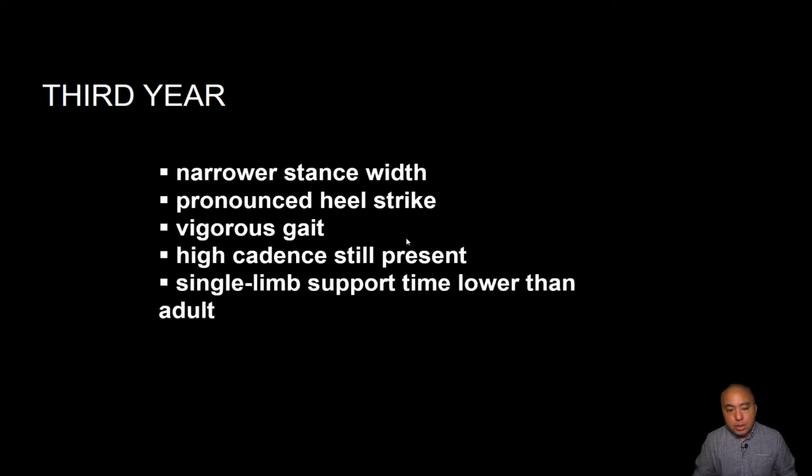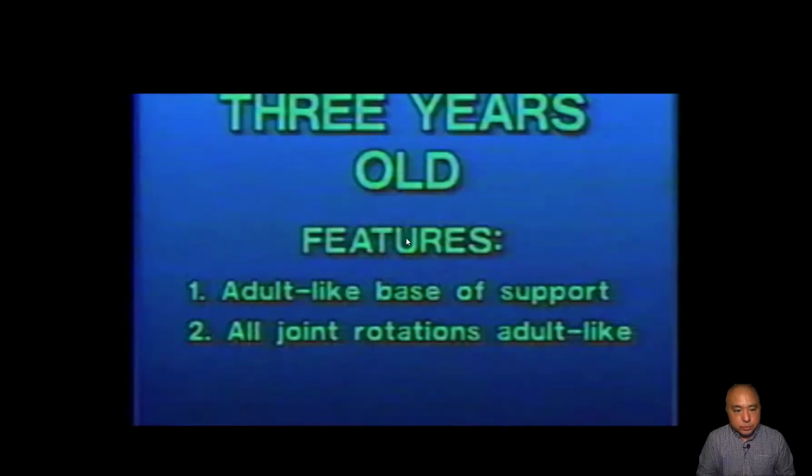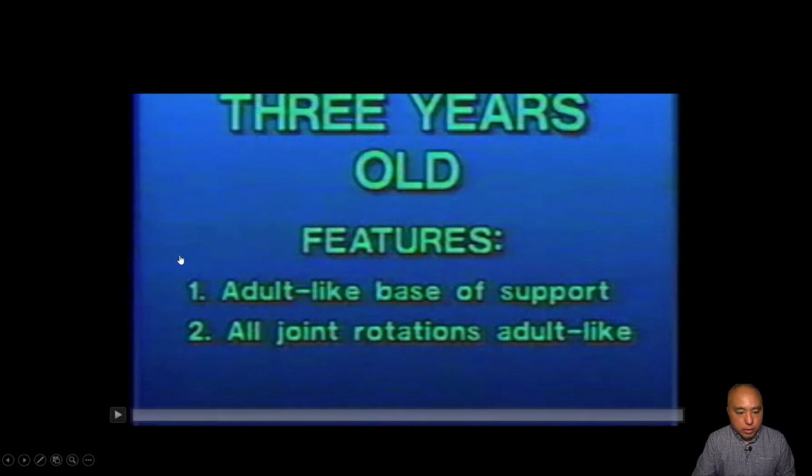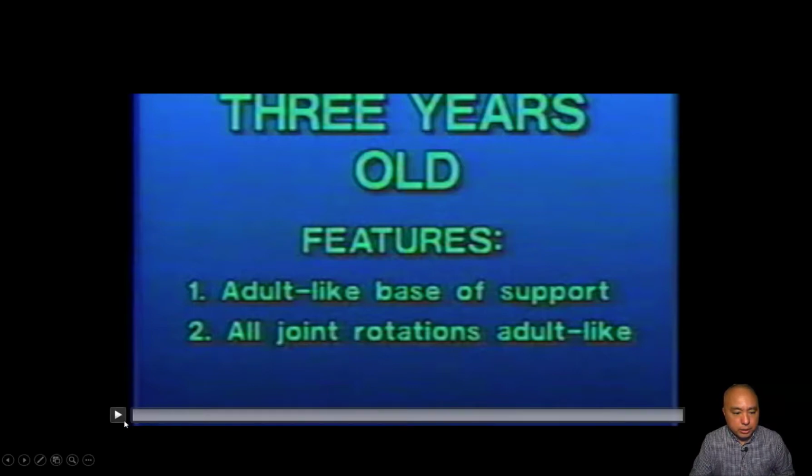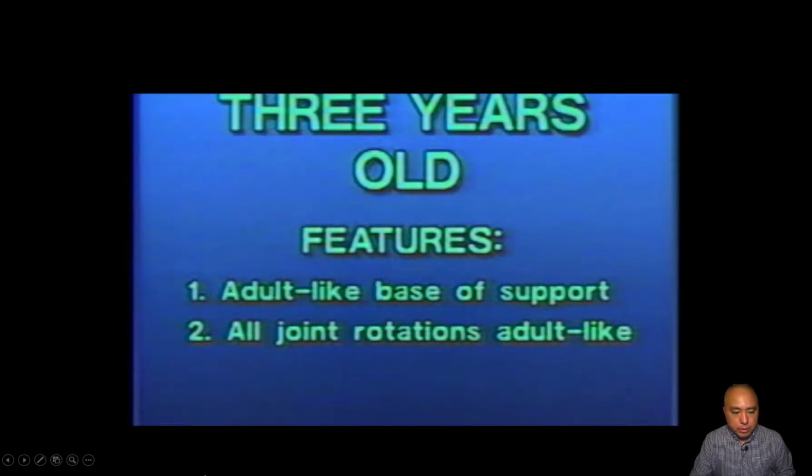Single limb support time is still lower than that of an adult, but like I said, it's starting to get close to that mature pattern here in the third year. So overall, it's looking like it is mature. So let's take a look at the video of how a 3-year-old looks now. Adult-like base of support. All the kinematics are very much adult-like. I don't like using adult-like. It's really mature-like, really. So if we can get this video to work, here we go.